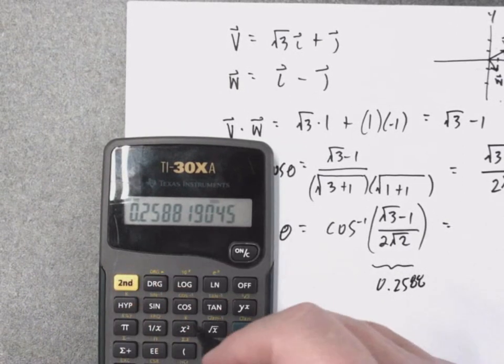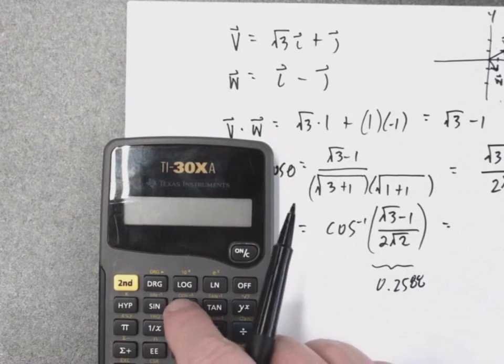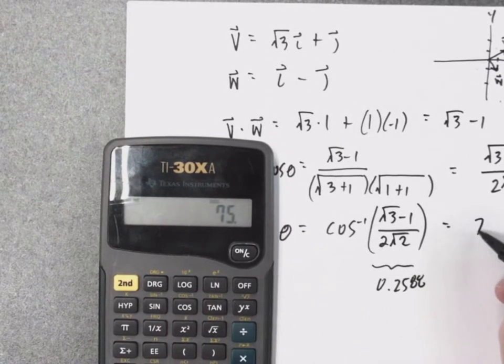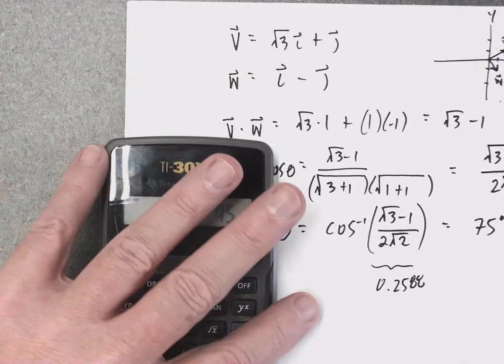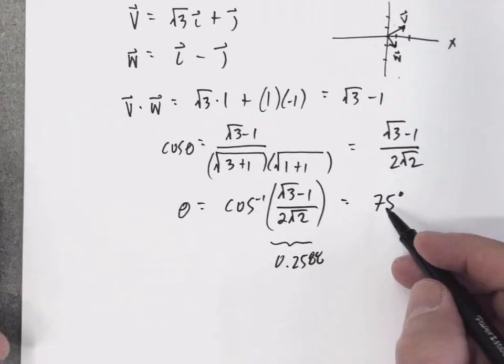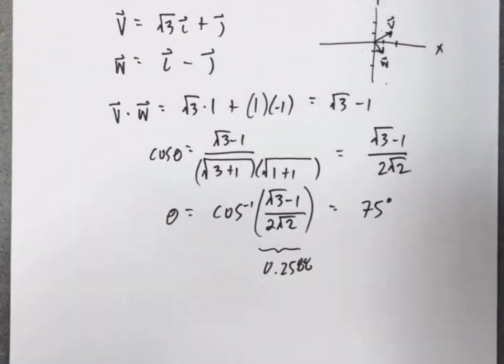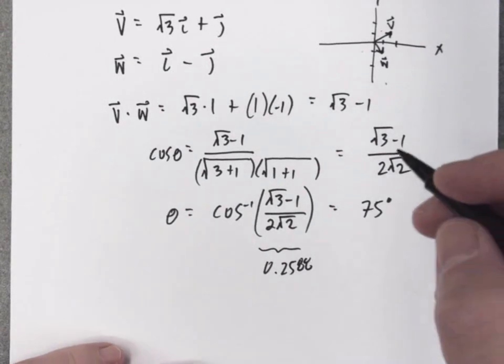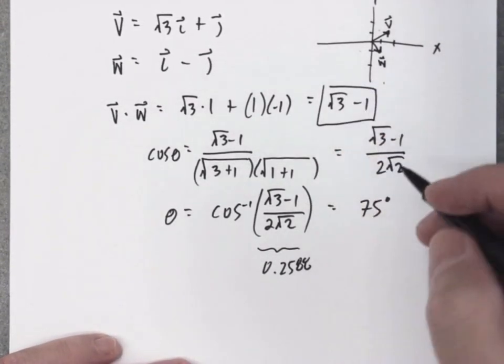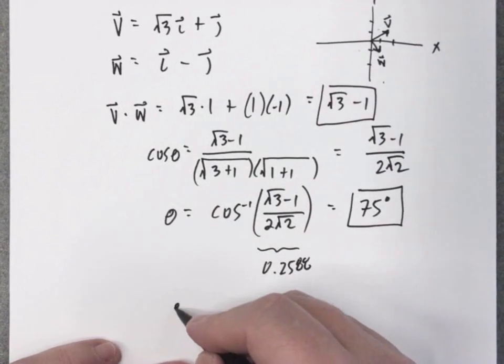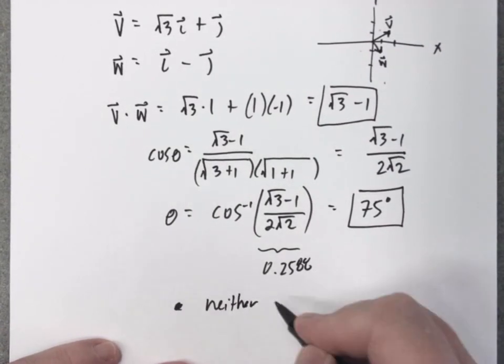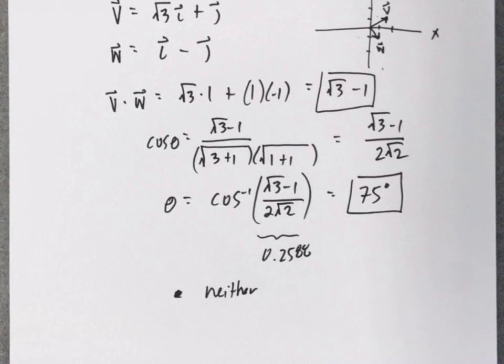Now I'll just go ahead and hit inverse cosine on my calculator. And it looks like, turns out, it's actually not a special angle because 75 degrees is not a special angle. Special angles are 30, 45, and 60. It's a nice round number, but it's actually not a special angle. So the first answer to the question, here's the dot product. Here's the angle. And then you would say it's neither parallel nor orthogonal.